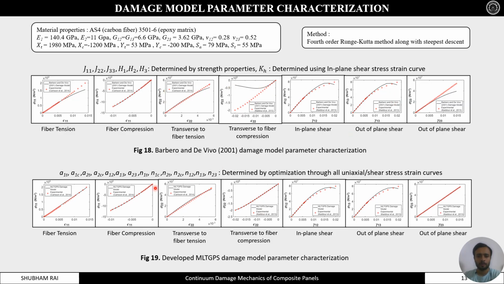But in our case, we have characterized the damage model parameters by taking into account the non-linearity present in all the directions, by taking all the points that are present in all the directions. So that's why we are able to achieve greater accuracy in all the uniaxial testing curves as compared to the Barbero and Vivo damage model. And this is the first time that somebody has characterized these damage model parameters using all uniaxial testing curves.